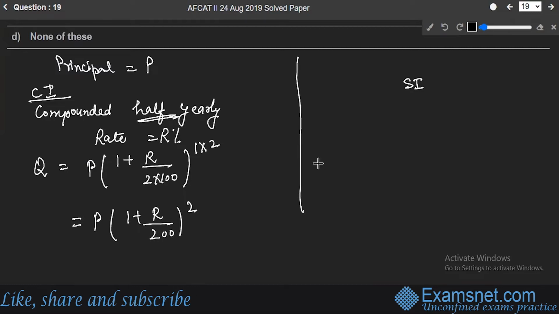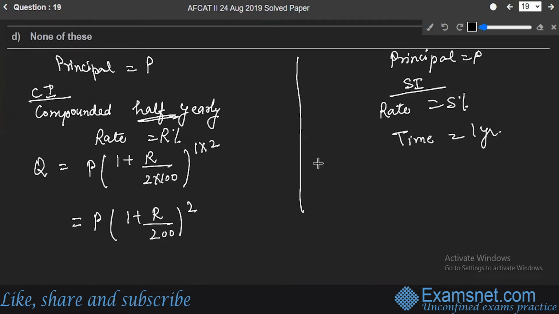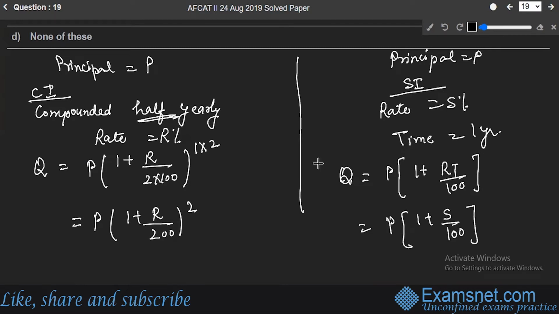So let's see the second case for the simple interest. Principal is P again, same amount. So principal is again P. Rate is S% and time is 1 year. Right. Amount, that is Q, is given by principal P into 1 plus RT upon 100. T was 1. So it will be, rate is S, it will be S upon 100. Right. So according to question, what do you have?